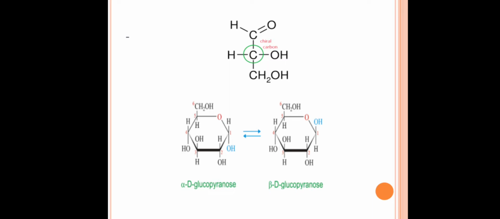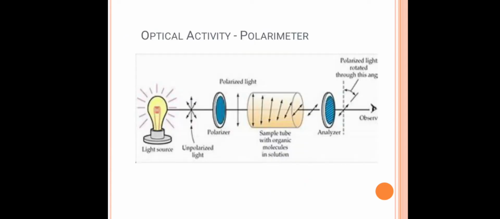When we look at the structure of these two, at carbon 1, alpha D glucopyranose has the hydroxyl group below the plane, whereas beta sugar has it above the plane according to the Haworth projection formula. These two are the best example for anomers. Next, optical activity and polarimeter.